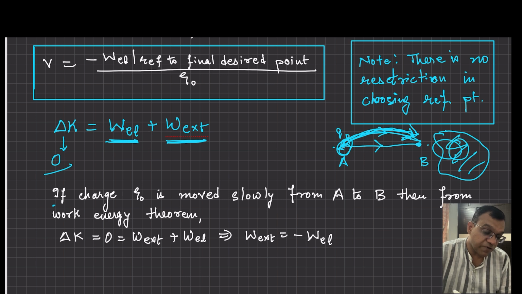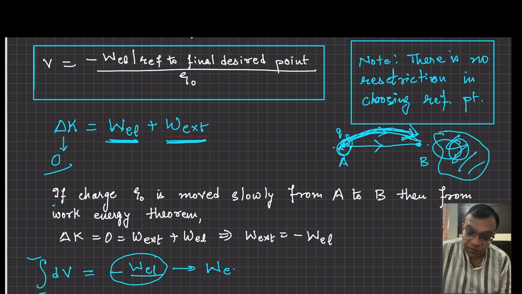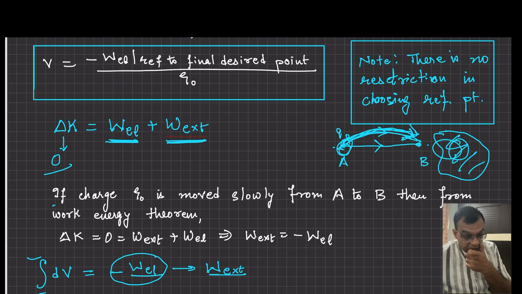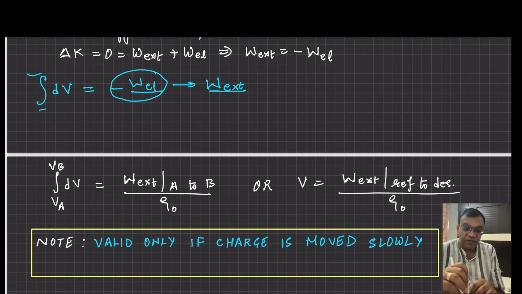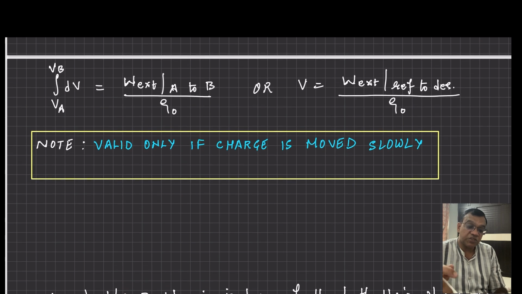So in the potential definition, V_B minus V_A is equal to the negative of the work done by electric force. In place of this, we can replace it by work done by external force. But remember, when you are saying it in terms of work done by external force, the charge particle, the system, is moving slowly. If the system is moving with some change in kinetic energy, then this concept is not going to be applicable. This concept is applicable only when the charge is moved slowly.